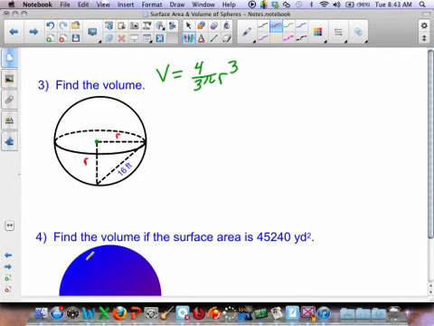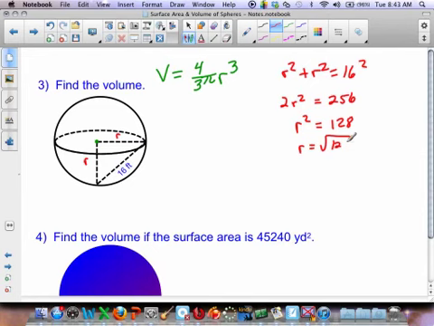What could I use? First of all, what type of triangle is created here? Isosceles and right triangle. What do we get to use with a right triangle? Pythagorean theorem. Therefore, r squared plus r squared is equal to 16 squared. So 2r squared is equal to 256. So r squared is 128. So r is the square root of 128.